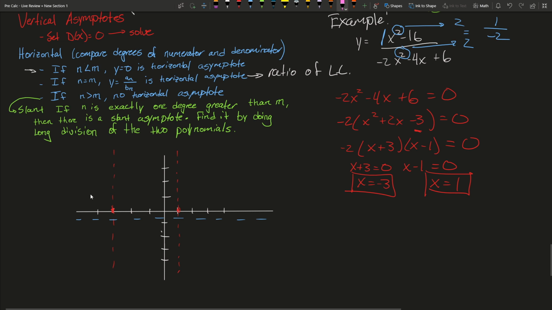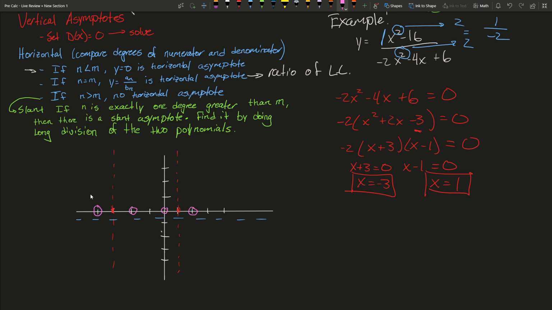In order to do that, we want values to the left of the leftmost asymptote, so we'll pick negative 4. We want a value in between the two asymptotes, so we'll pick 0. And we're also going to pick negative 2, just to make sure it doesn't actually cross this blue line. And then we're going to take a value to the right of the red line, so we're going to take positive 2.